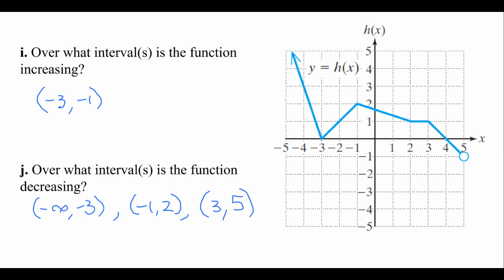So we've got 3 different intervals over which the function is decreasing. We commonly write them with a comma in between.